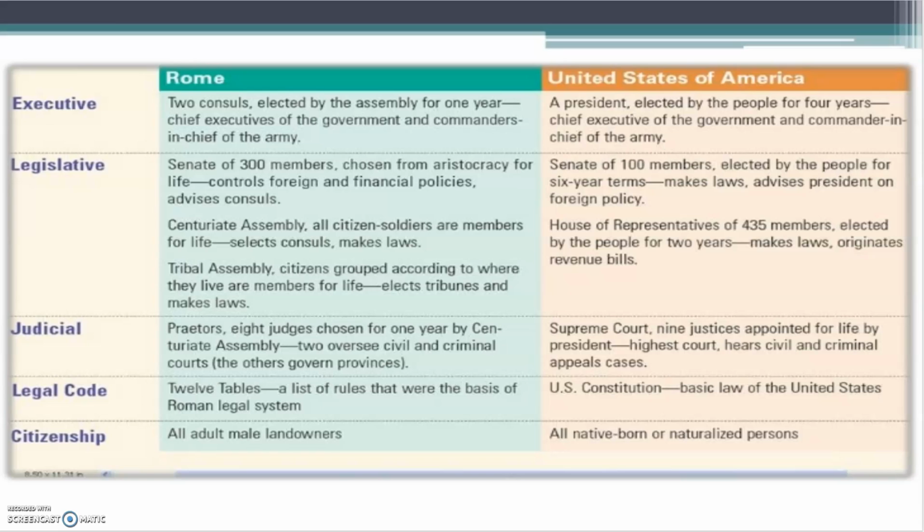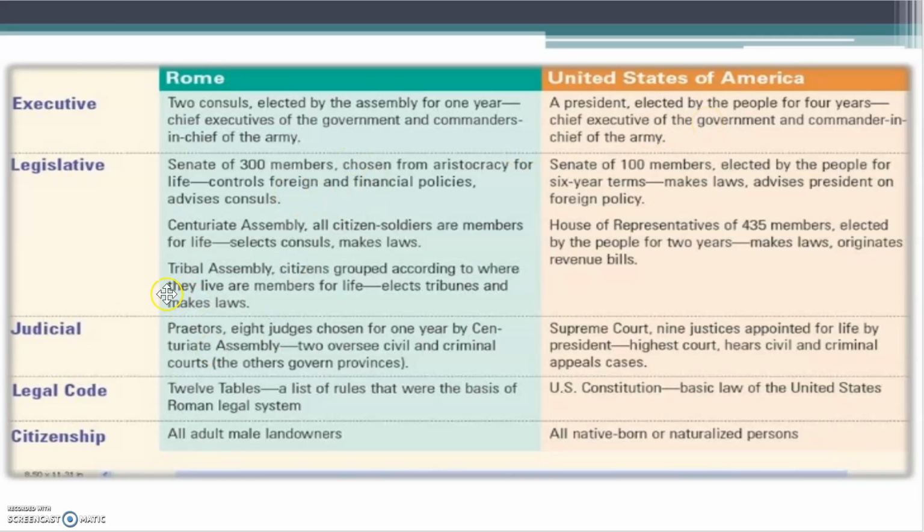So the last little thing I want to go over is comparing the United States to Rome. I said it a bunch of times in this presentation. We stole a lot of ideas from the Roman government. So both Rome and the US have an executive, a legislative, and a judicial branch. So if you look here at executive, they had 2 consuls. They were elected for the people. They served for 1 year. In comparison, we have a president elected by the people every 4 years.